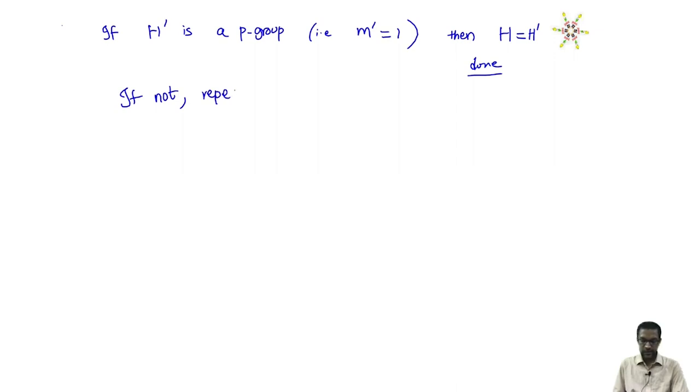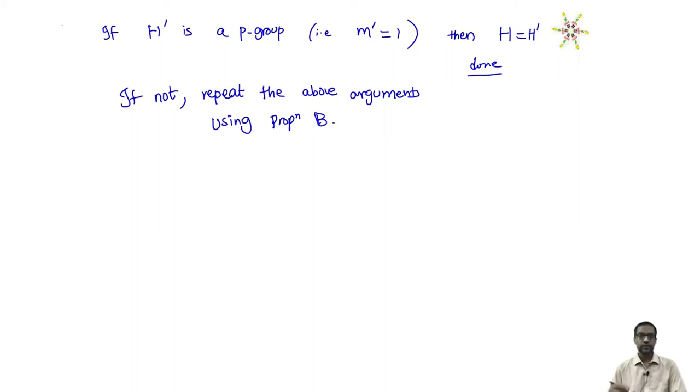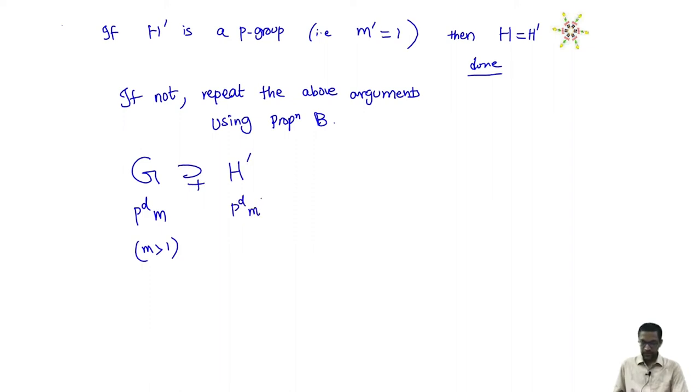If not, then let's repeat the above set of arguments using proposition B. Remember, proposition B is really the key statement that we need. It says if you have a non-P group, then you can construct a nice fixed point free action. So if you see what we have done, if G is not a P group, it had cardinality P to the D M, and if M is not 1, it's not a P group, then we are able to construct a subgroup H prime whose cardinality now looks like P to the D M prime. If M prime is 1, then you're done. If M prime is greater than 1, which means that this is also not a P group, then you can repeat the argument and construct another subgroup H prime.